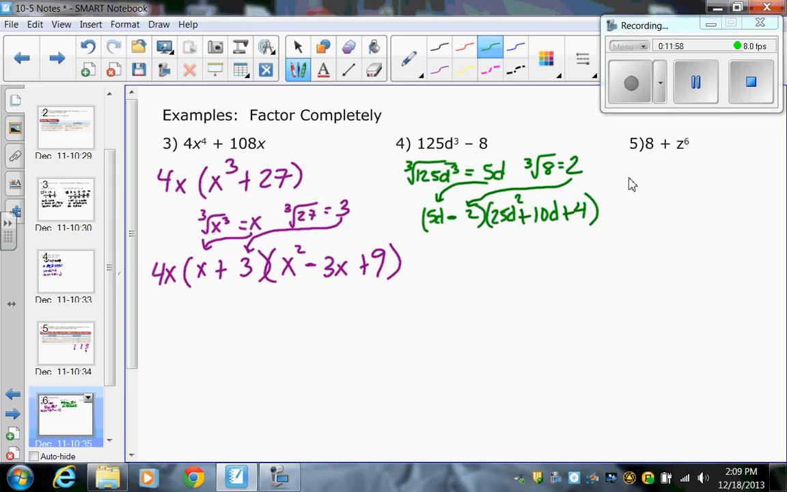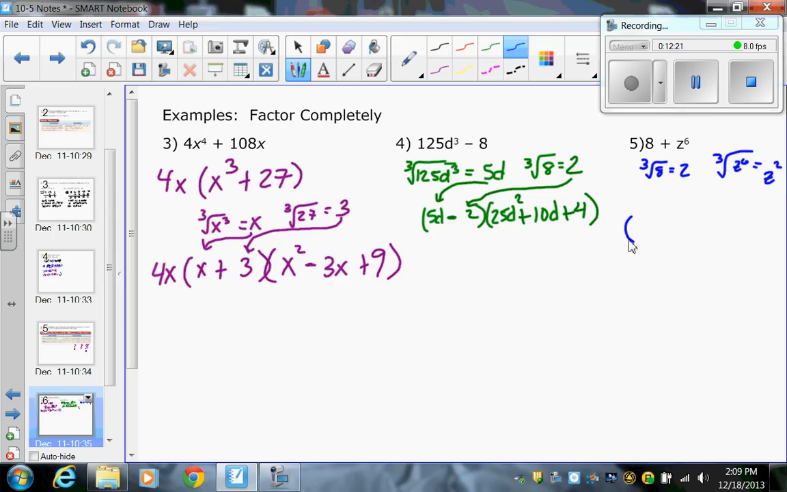One more. Is there anything common between 8 and z to the 6th? And our answer there is no. So I'm going to ask myself, is 8 a perfect cube? And the answer to that is yes. The cubic root of 8 is 2. The cubic root of z to the 6th would be z squared.